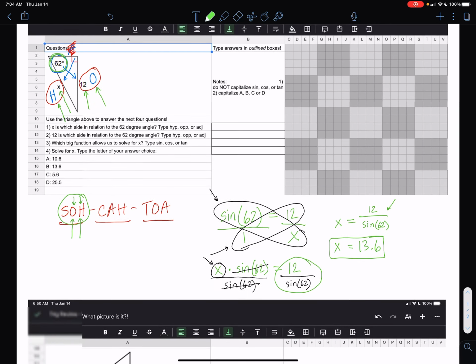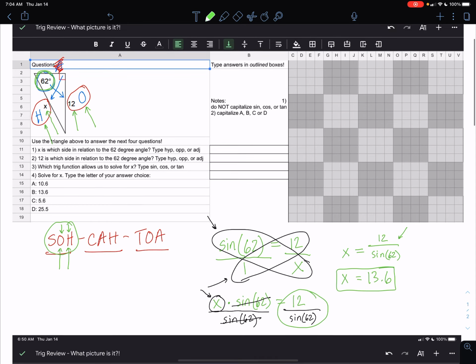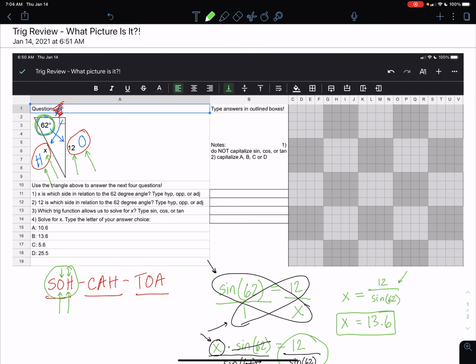Now, let's real quick answer the 4 questions that they actually have. We have now solved for x, but that's not all that we need to do in this picture review. We now need to answer question 1, question 2, question 3, and question 4. Question 1 says, x is which side in relation to the 62-degree angle? We're going to type HYP for hypotenuse, OPP for opposite, or ADJ for adjacent. So it's asking, where is x? And we put a big H by the x side.